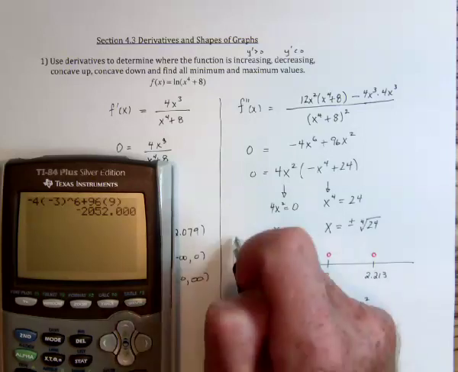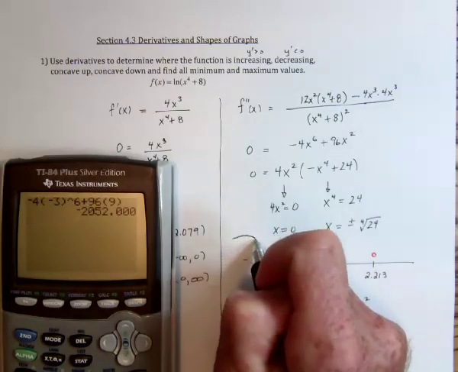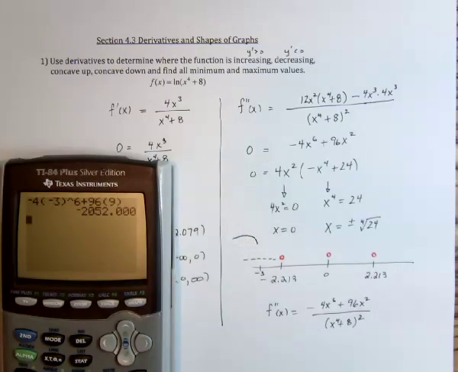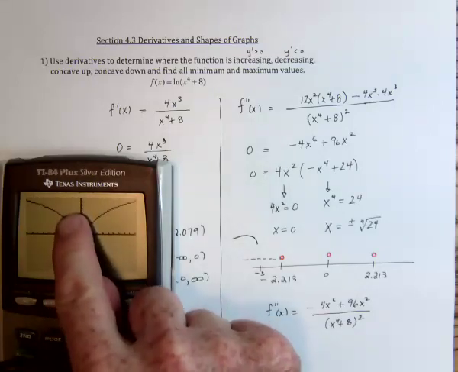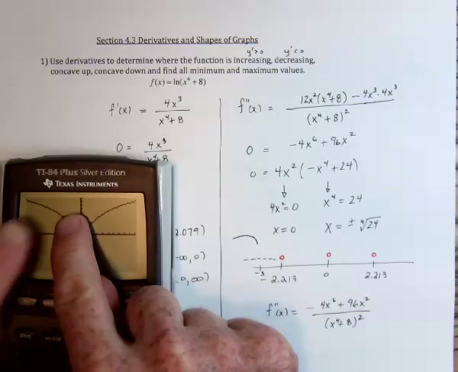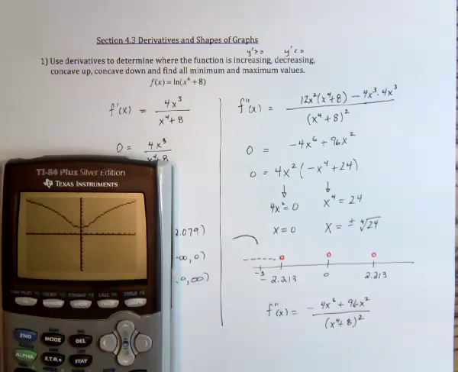which means that it's concave down, so it should be curved something like this for concave down. And that's on the far left-hand side. So this, yep, that looks concave down over here on the left.